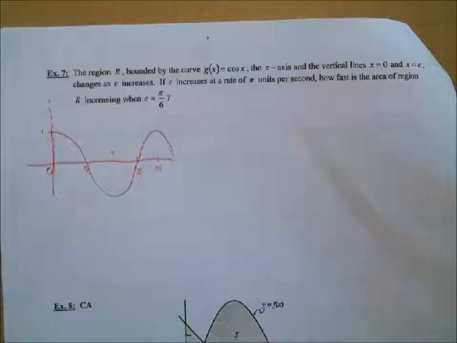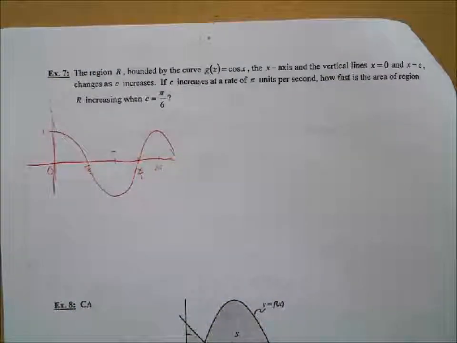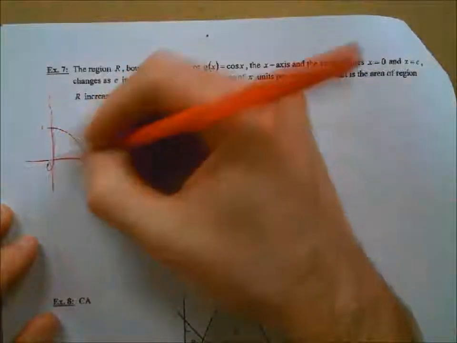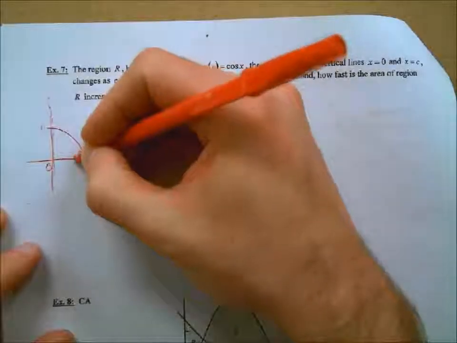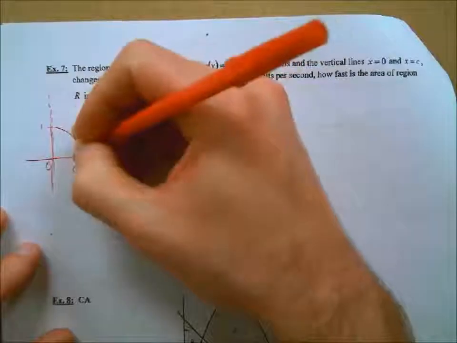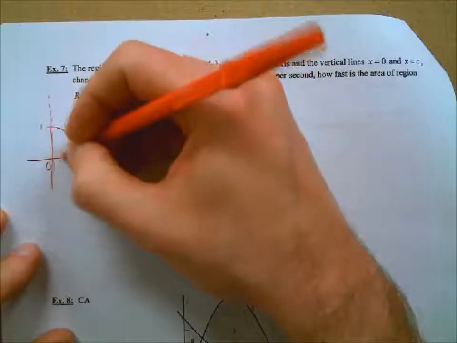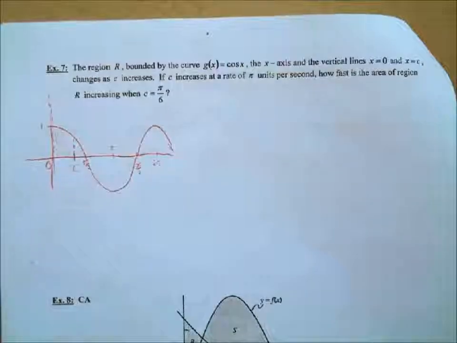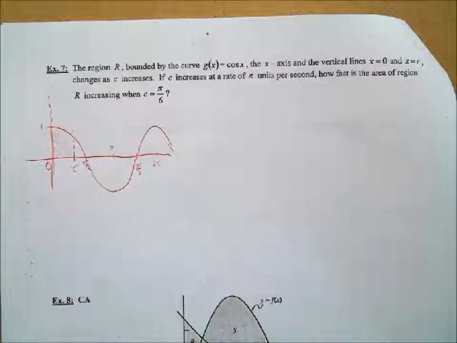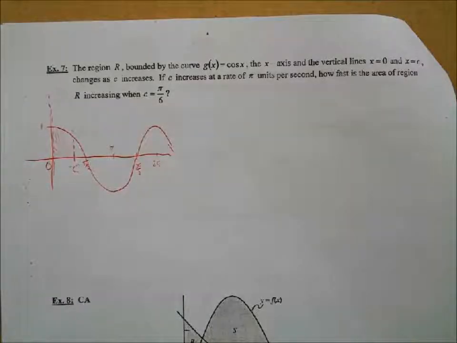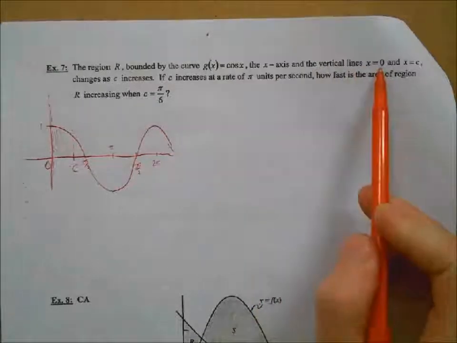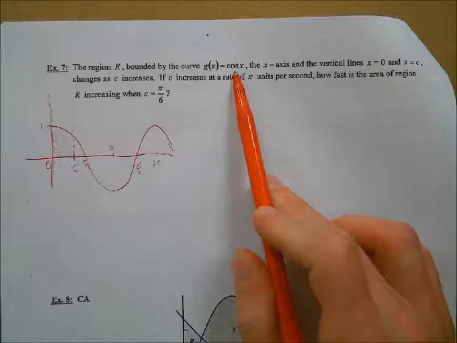And that c, we don't know where it is exactly, right? It's somewhere in here, we'll say, but it really could be anywhere along here. So we have some c value right there. Then it'd be like finding the area of this region. Again, the x-axis is a boundary, the vertical line x equals 0, the vertical line x equals c, and then the graph of cosine of x.